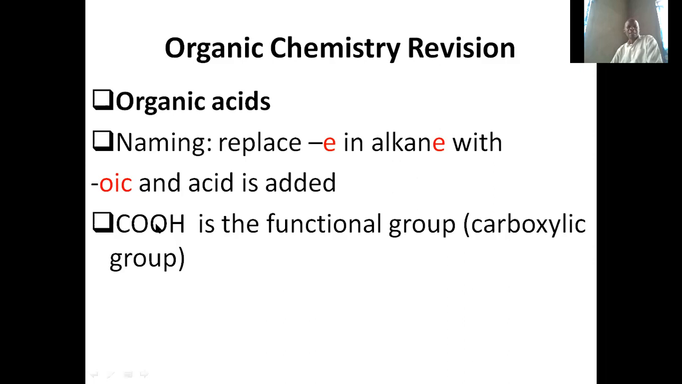And so the organic acids have a functional group, which is actually carbon, 2 oxygen and hydrogen, and this is known as the carboxylic group. This is very important because it actually determines the structure of the organic acids. Its position will give the name for that particular acid. Some acids have isomers, meaning that this functional group, the carboxylic group, can move, and then it changes the name and the structure for that organic acid.